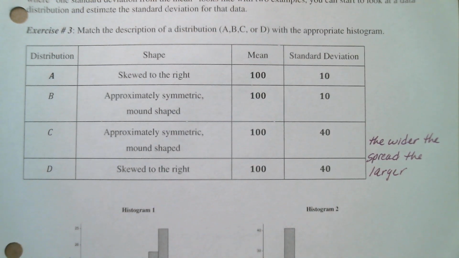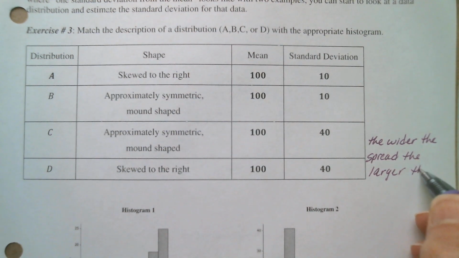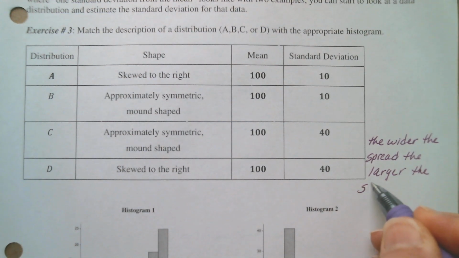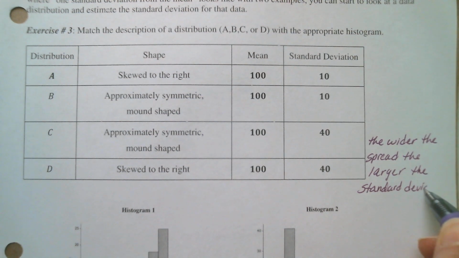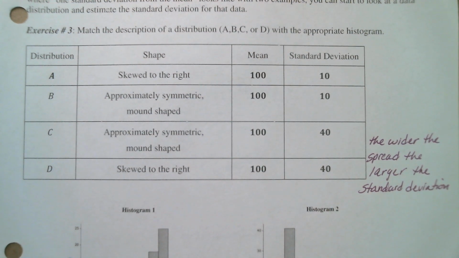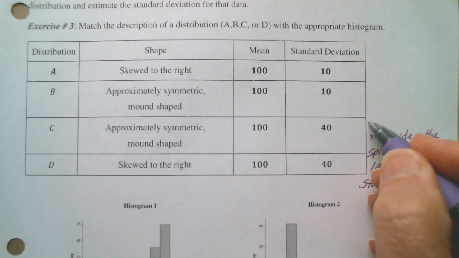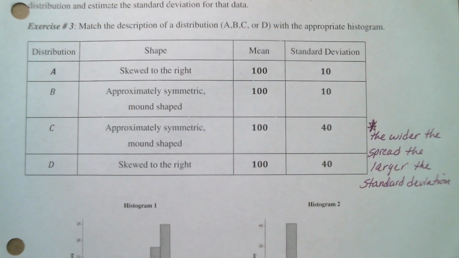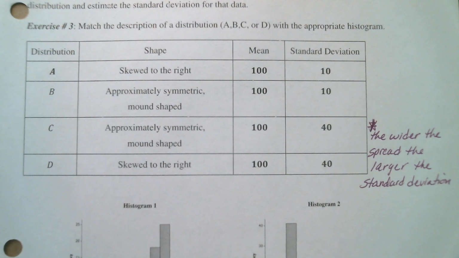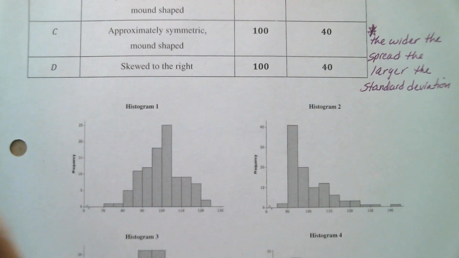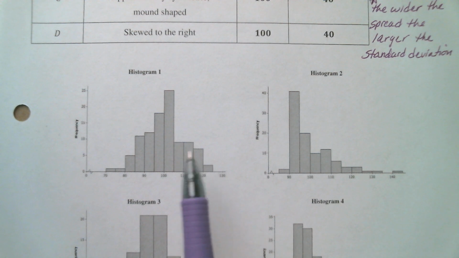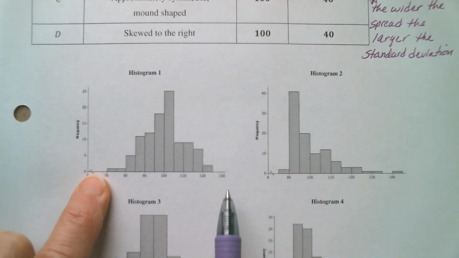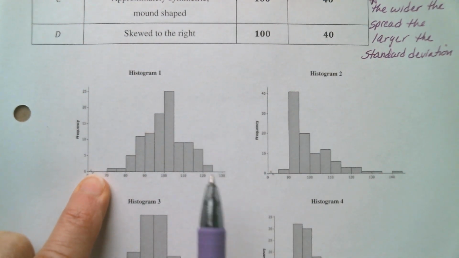The wider the spread, the larger the standard deviation. It's important to memorize that. You also learned it back in Algebra 1. All right, so before I look at the shape or anything like that, I'm going to look at the spread. Histogram 1 has a spread from 70 to about 125.